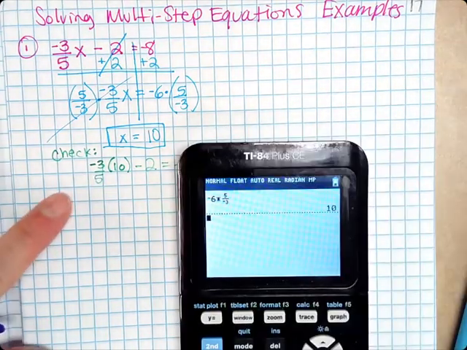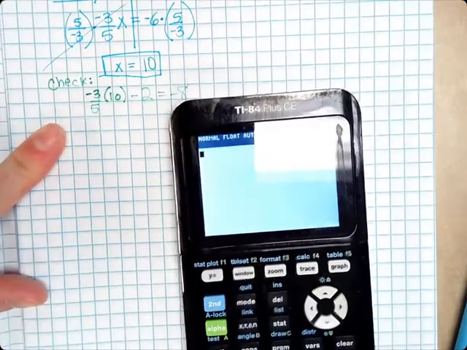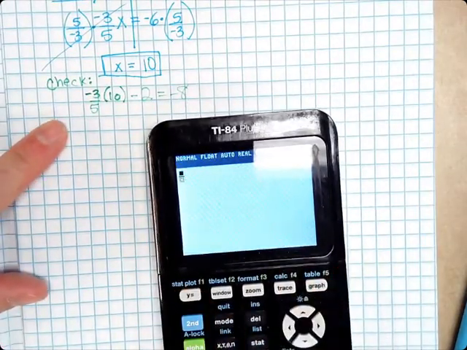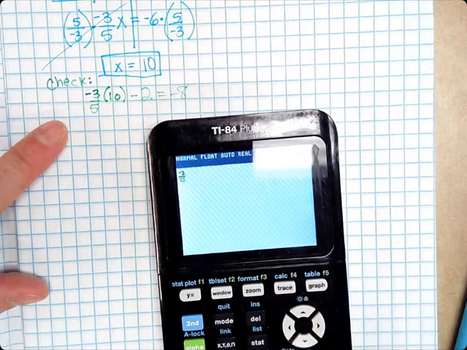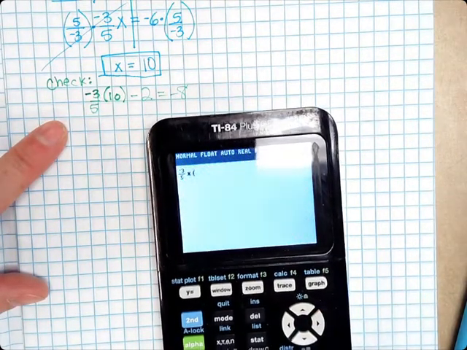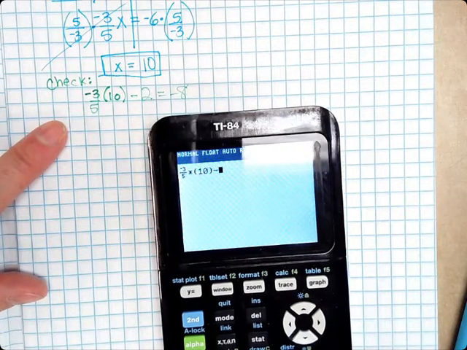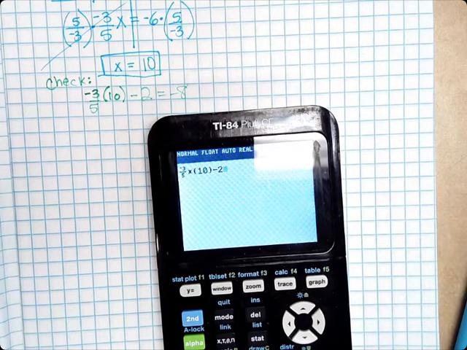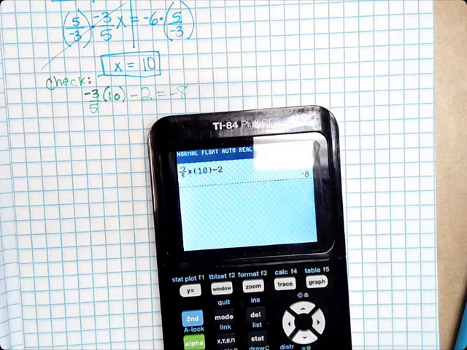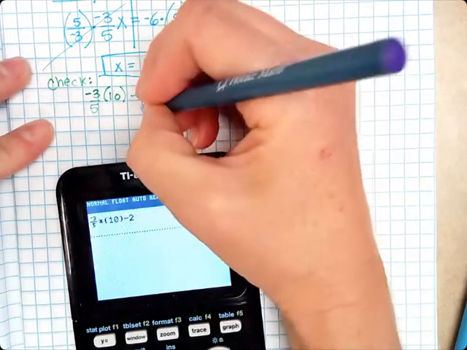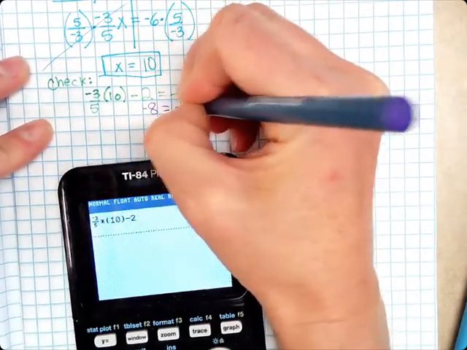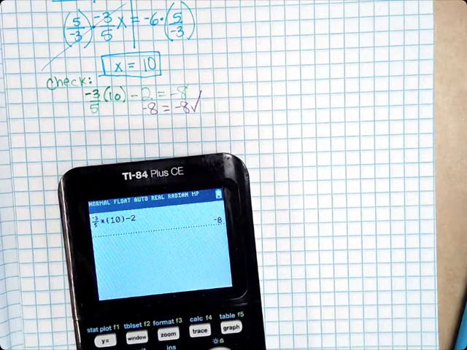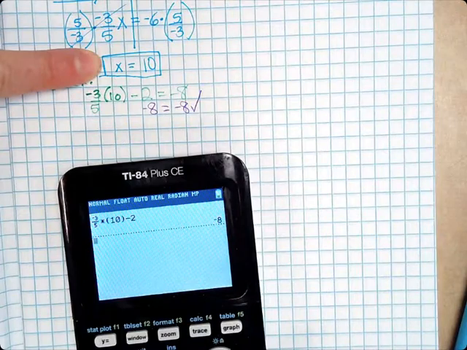So now that's what I'm going to put in the calculator. Do a fraction. Negative 3 over 5 times 10 minus 2. And do we put the equal? You don't have to put the equal. We're not going to do the equal right now because we only put the x in on the left side. So we just see if it equals what the right side is. And it does. Negative 8 equals negative 8. So we can check it. So we're done with the problem. The solution is x equals 10.